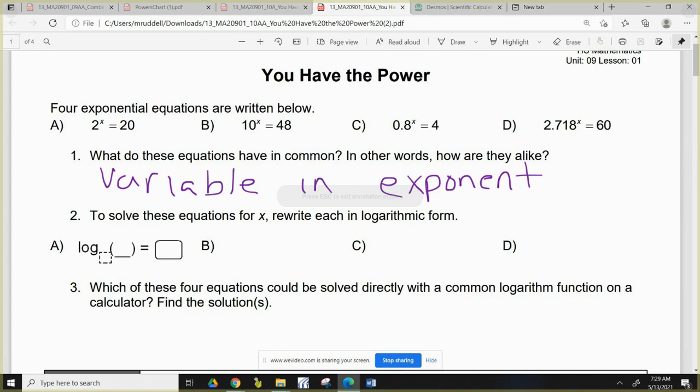There's no way to write 20 as a power of 2. There's no way to write 48 as a power of 10. There's no way to write 4 as a power of 0.8. No way to write 60 as a power of 2.718.